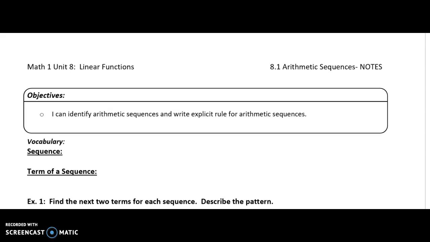All right, moving on to the 8.1 notes on arithmetic sequences. The objective for this lesson is that you should be able to identify arithmetic sequences and write explicit rules for the arithmetic sequence.